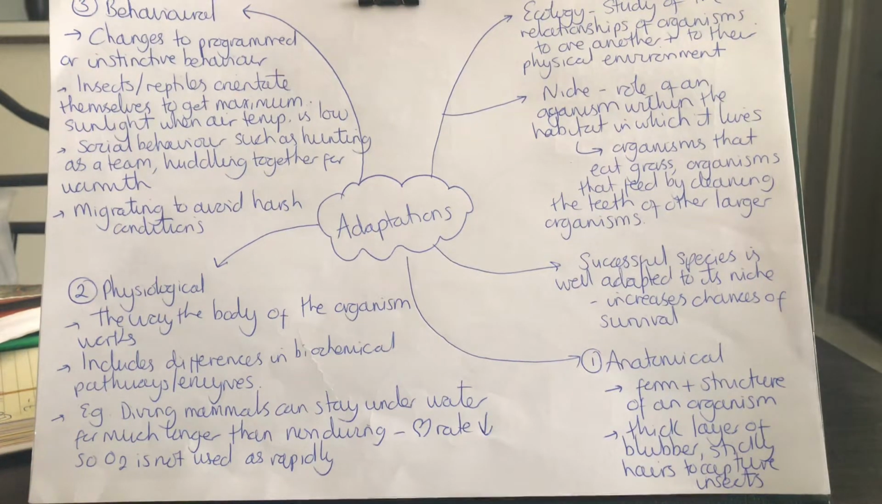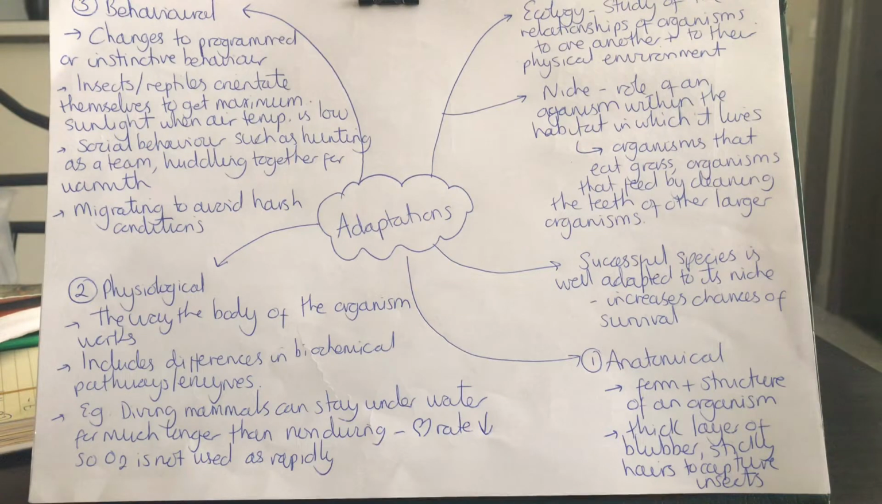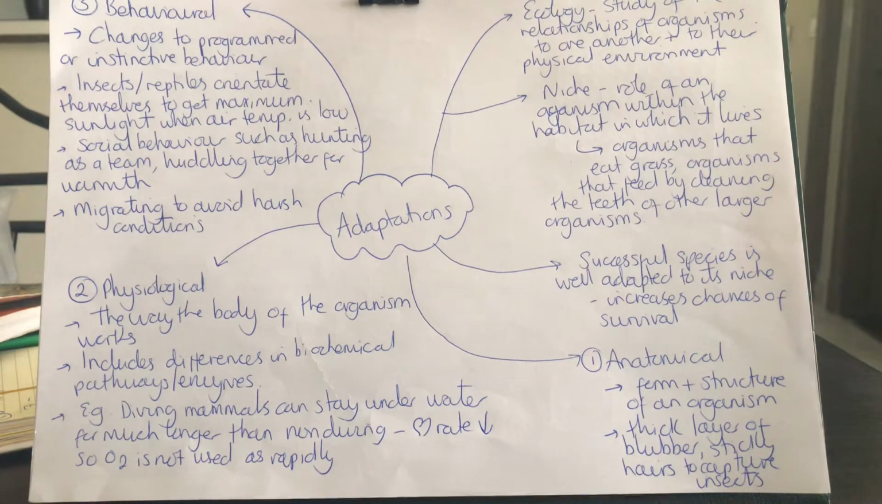So anatomical is to do with the form and structure of an organism, so what it actually looks like. So some examples might be a thick layer of blubber. So animals like whales have that, for example, to help with insulation in the sea. Or they could have sticky hairs to capture insects. So there are certain plants that have that as an anatomical adaptation. So it's what they physically look like, the physical things they have in their body.